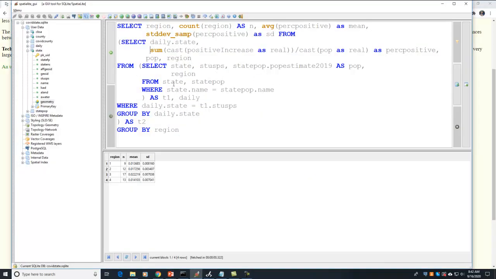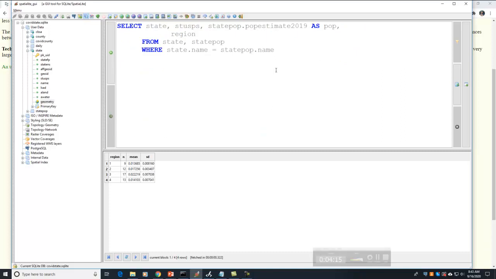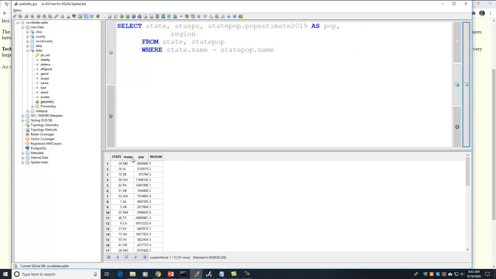So here's our query. Let's start from the inside and work our way out. So our first query is we're going to take the state, the UPS symbol for the state name, and the state population, and the region. Well, why don't we just run that? That's probably easier. Let's run this, and you can see this query is telling me for every state what region it's in and what the population is.